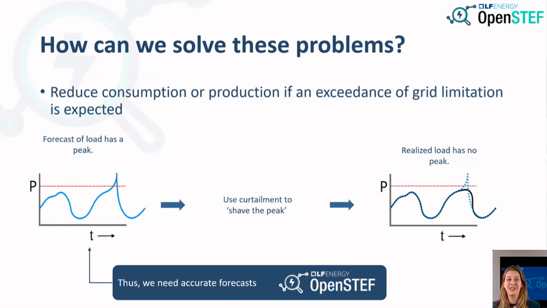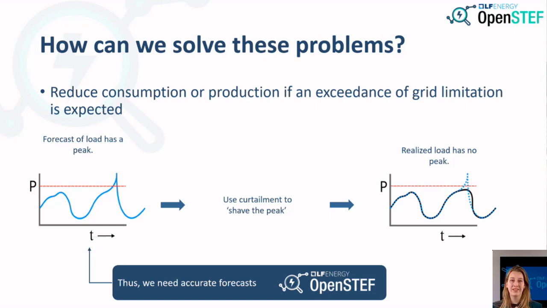Of course, we think in solutions and not in problems. One way to solve this is to reduce your consumption or production if we expect an exceedance of the grid limitation. An example of this is on your left. The blue line is your forecast. And as you can see, at one point, the blue line has a peak and it exceeds the grid limitations, which is the red line.